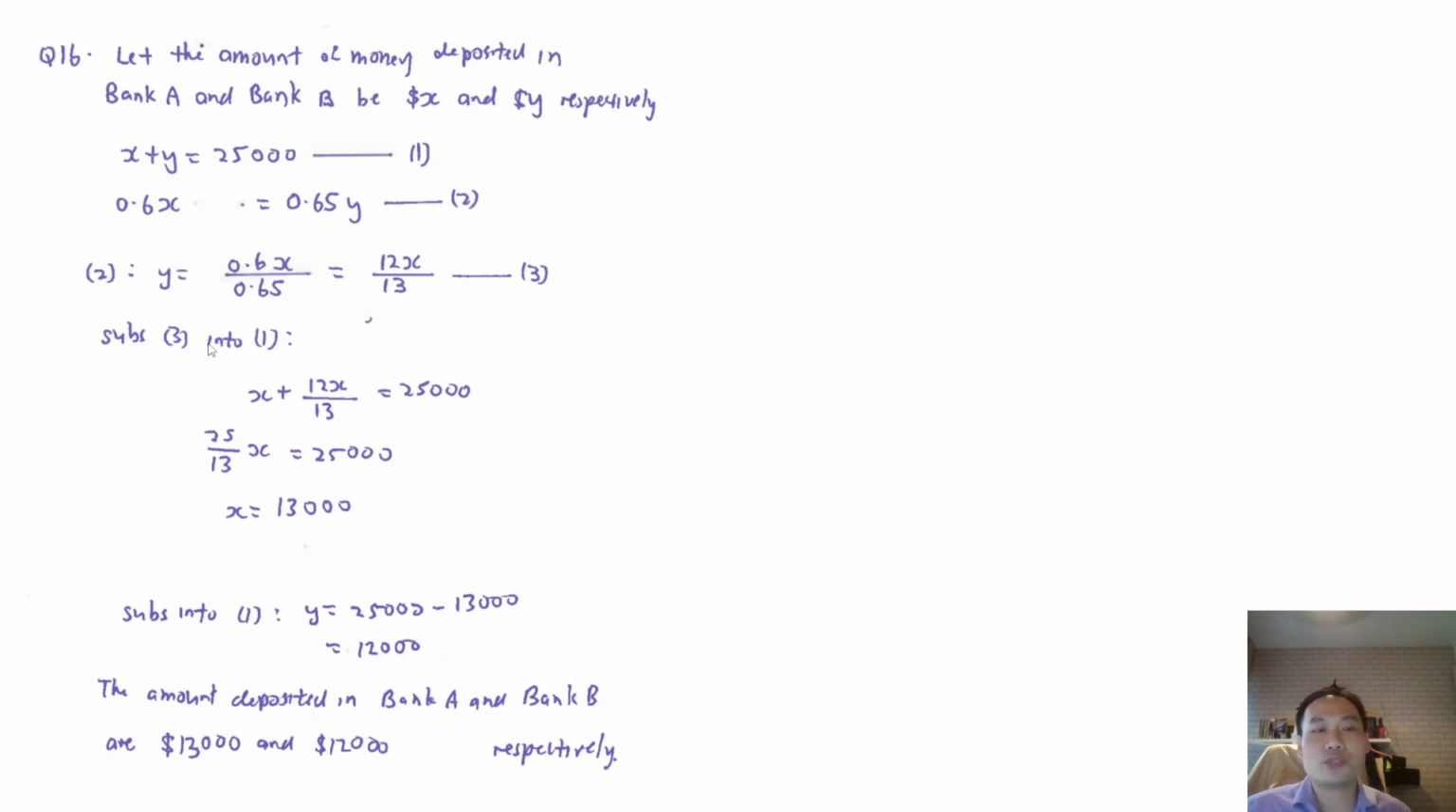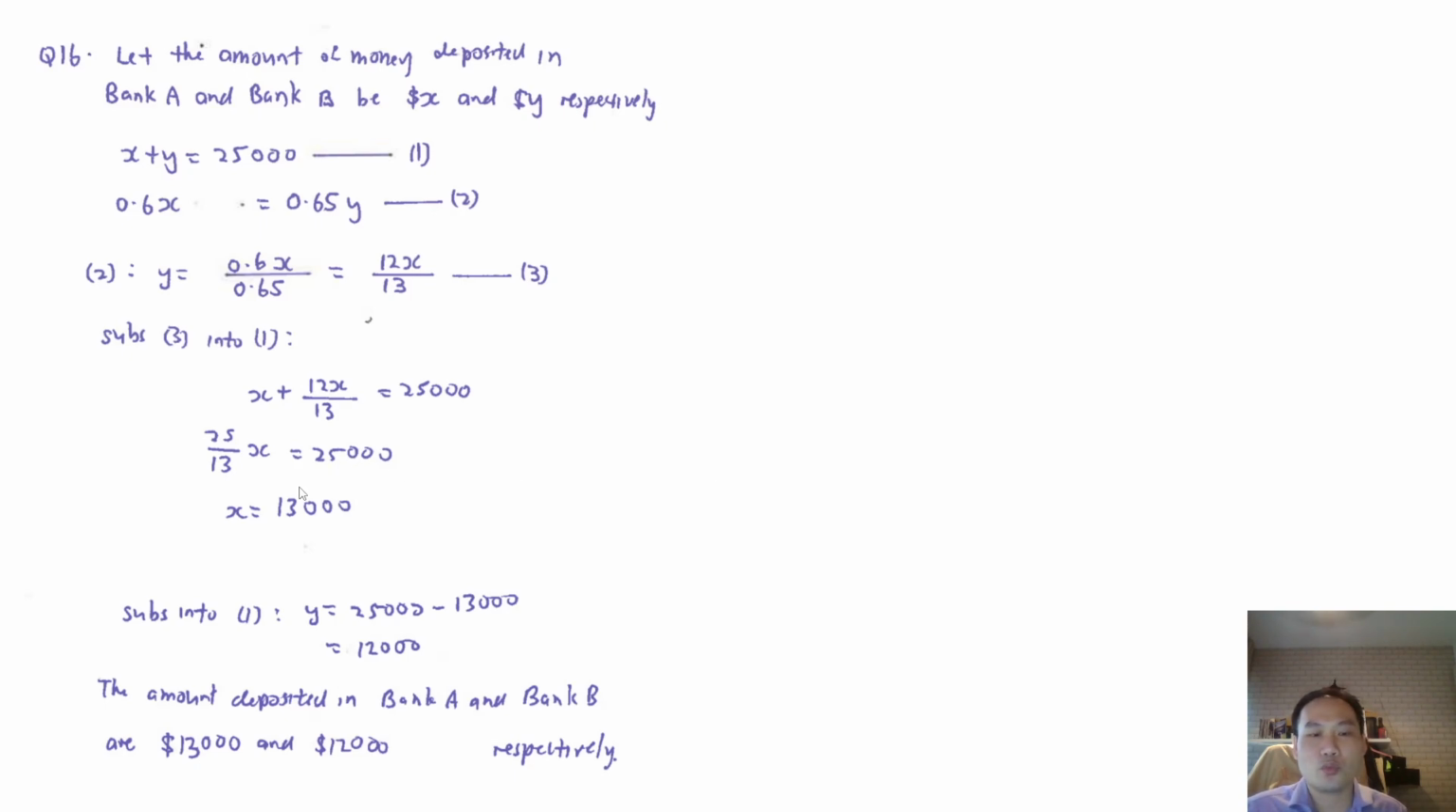Okay, so in this case, we have y equals to 12x over 13. So substitute equation 3 into equation 1. We have x plus 12x over 13 is 25,000, right? So combine this into a single fraction. We have 25x over 13 is 25,000. That gives us x equals to 13,000, right? Just times 13 over 25 on both sides. So we have the value of x, which is the amount of money in Bank A.